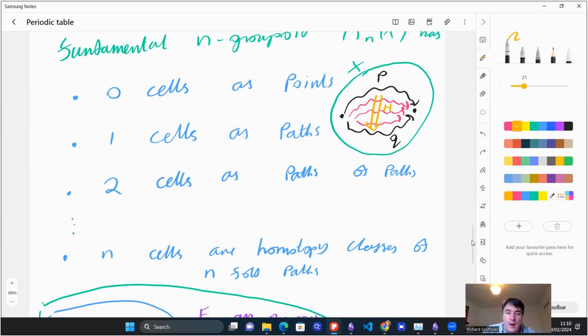And so we can go on. 3-cells would be like paths of paths of paths, or you can visualize those as surfaces, or sort of like volumes, where you can deform one surface that represents a path of paths into another surface that represents a path of paths, and so on. So this is the idea of the fundamental n-groupoid of a topological space.